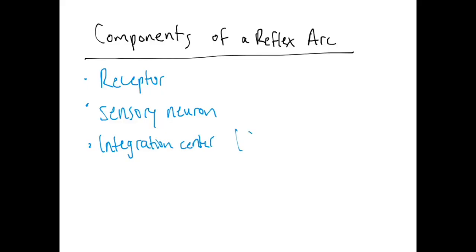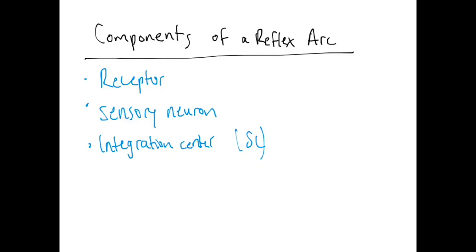And this could be the spinal cord, or it could be some part of the brain that's not involving the cortex, because these reflexes are automatically happening without us thinking about them. So we'll keep with spinal cord right now because we're going to be looking at spinal cord reflexes.